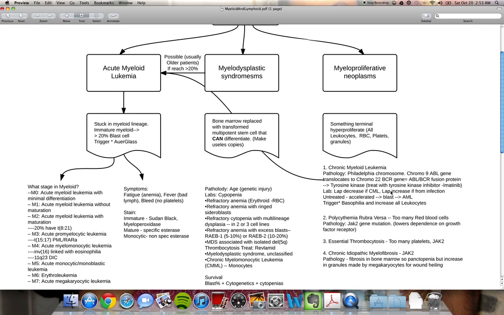Now, if CML is left untreated, it can go to the accelerated phase. It can then go to blast. And what happens when we have 20% blast cells? We end up with acute myeloid leukemia. That's why we have this arrow going here as well. Now, chronic myeloid leukemia, some fun facts: it hits the median age of 50.